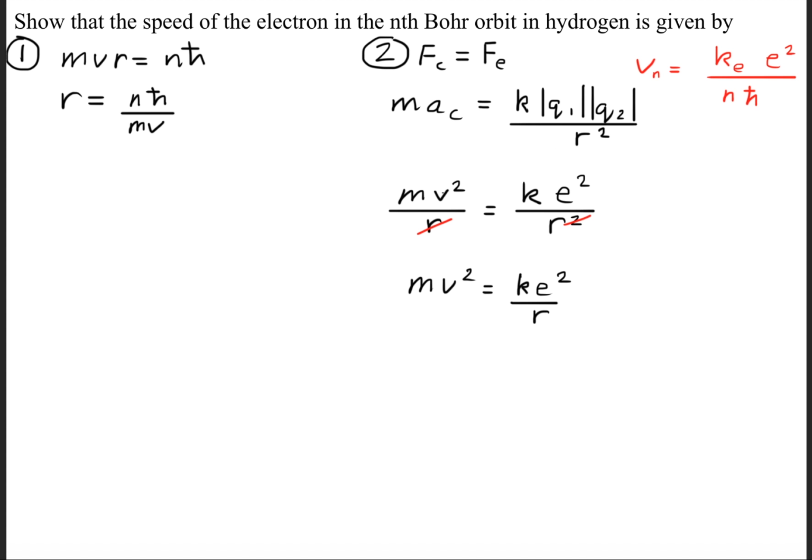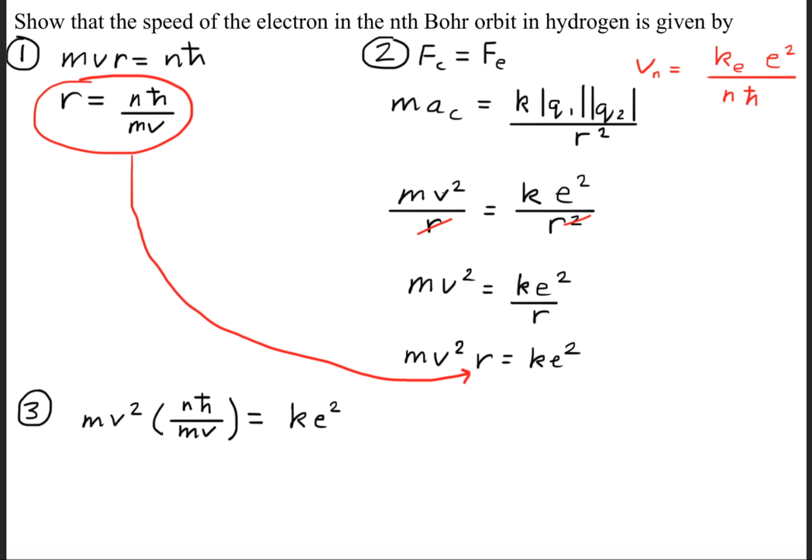Afterwards, we're going to cancel out the r's on both sides, leaving us with mv squared is equal to k times e squared divided by r. We'll go ahead and cross multiply so that we get mv squared times r is equal to k times e squared. Next, we're going to substitute in this r value that we found here for this r in this second equation, and this is what it looks like when we do that substitution.